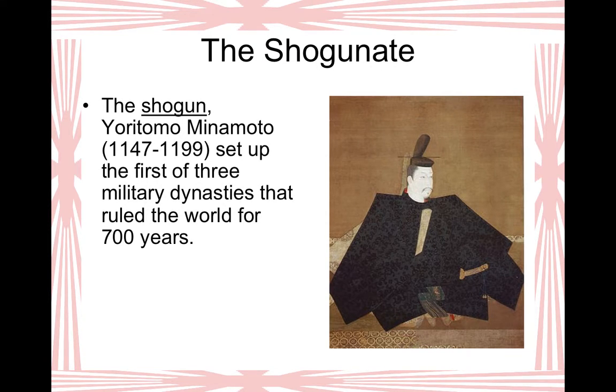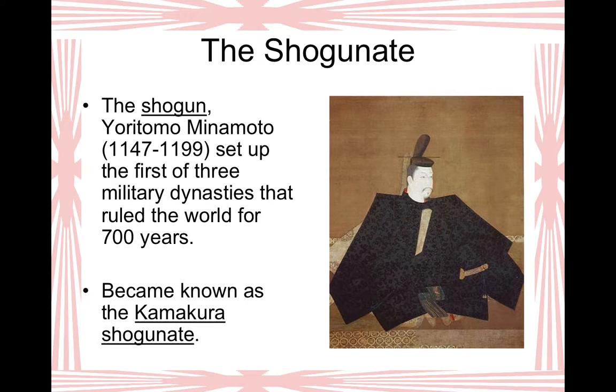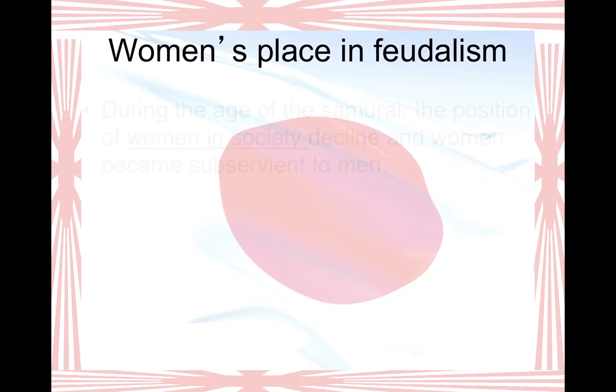So the shogun, Yoritomo Minamoto, set up the first of the military dynasties that ruled Japan for nearly 700 years. It became known as the Kamakura Shogunate. And so this one guy right here would set up how Japan would be ruled for nearly 700 years.